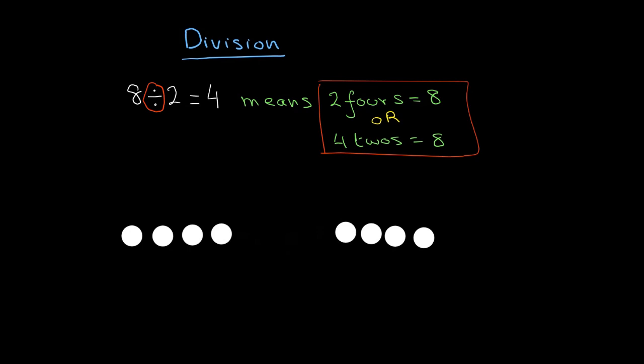There's a different interpretation of this, which is that I tell you the number of objects in a group, and I ask you how many groups there are. So 8 divided by 2 equal to 4 can also mean this. I'm telling you how many objects are in each group, and you tell me the number of groups. This is the interpretation of 4 twos. So 4 twos are equal to 8. So we can interpret division in two different ways.